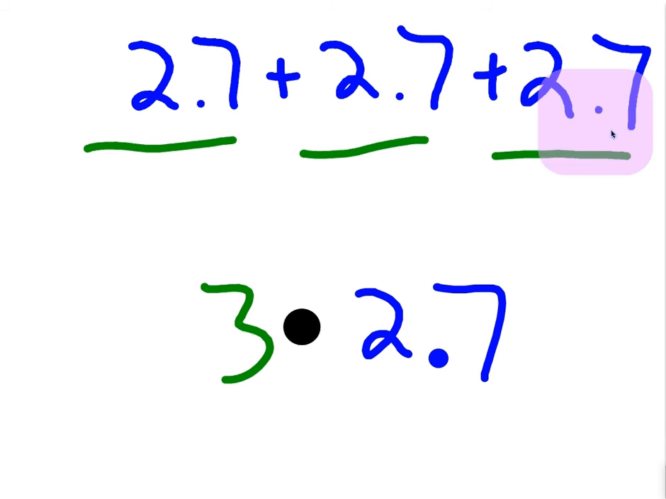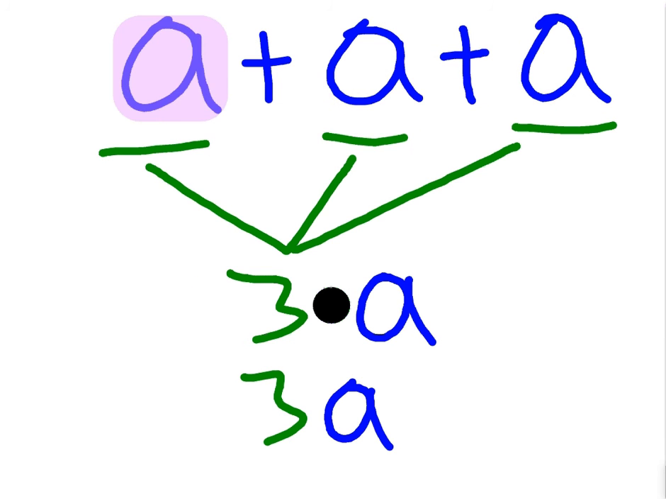2.7, which is a decimal, works the same way. We added it 3 times, so it's 3 times 2.7. Again, in general, any number, square root of 7, 400, negative e, i, whatever, if we add a number 3 times, it just becomes 3 times that number, which is just 3a.